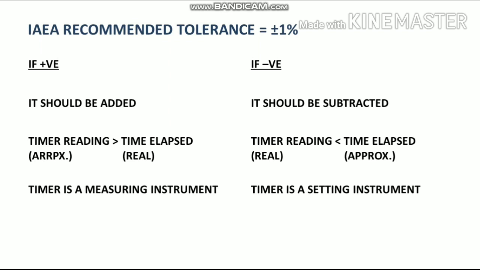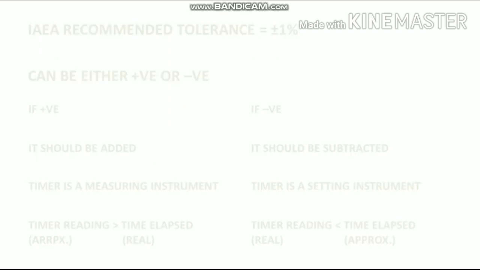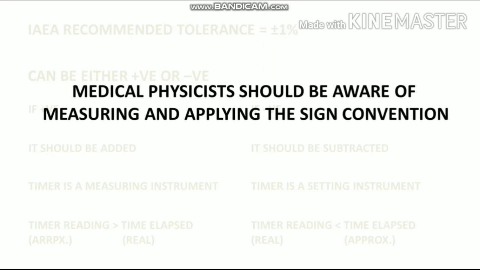If the shutter timer error is positive, that is the irradiated time is less than the timer setting, the elapsed time being real is included in the timer, which is just an approximation. Here the timer acts like a measuring instrument. If the shutter timer error is negative, that means the irradiated time is more than the timer set. Here the elapsed time is just an approximation and the timer acts like a setting instrument. So the medical physicist should be aware of measuring and applying the sign convention.